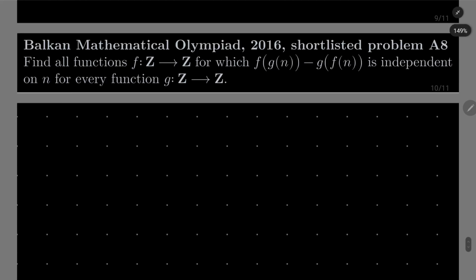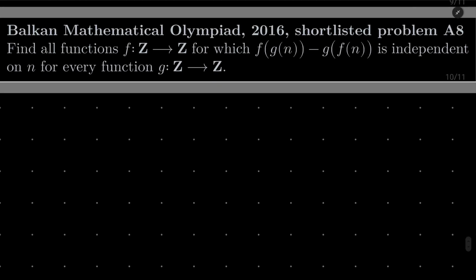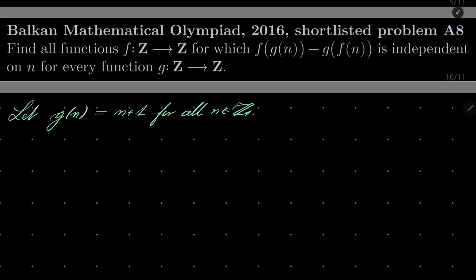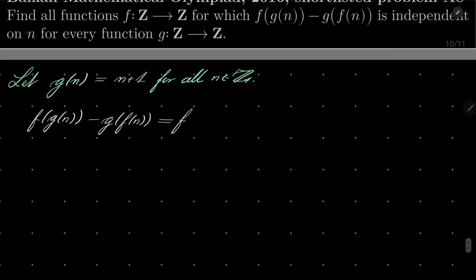Alright, so I wish to consider first, let g of n be defined as n plus 1 for all integers. And let's consider our expression f of g of n minus g of f of n. Well, f of g of n is f of n plus 1, and g of f of n is f of n minus 1. And remember that this should be independent of n, so it's a constant.